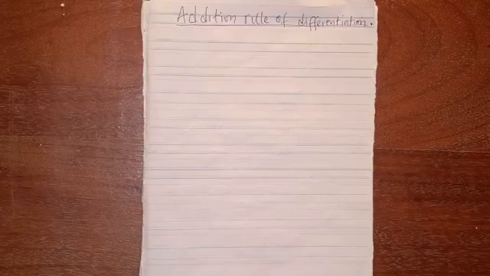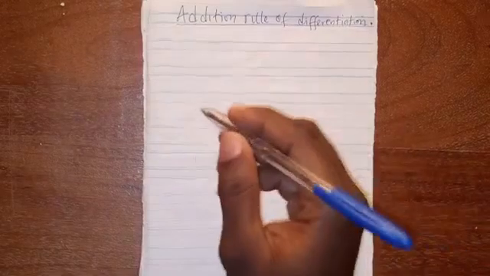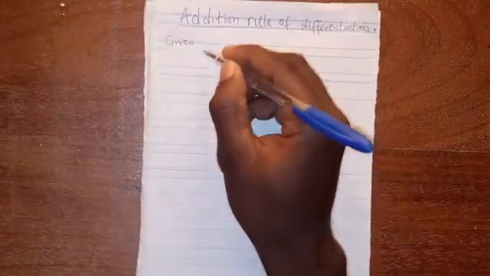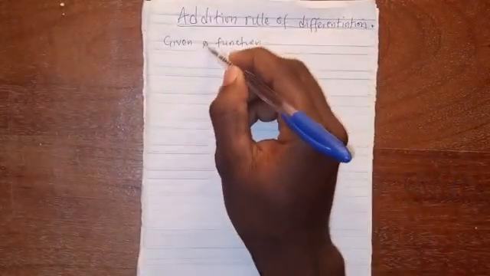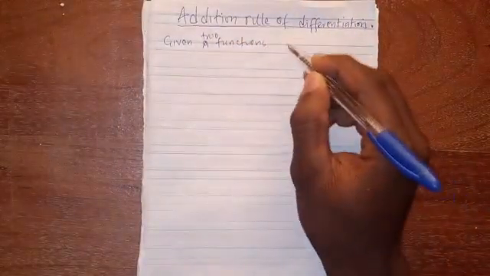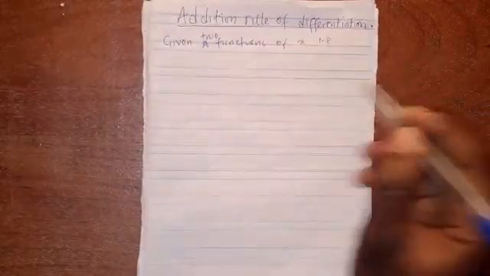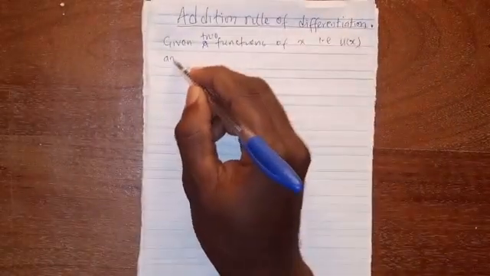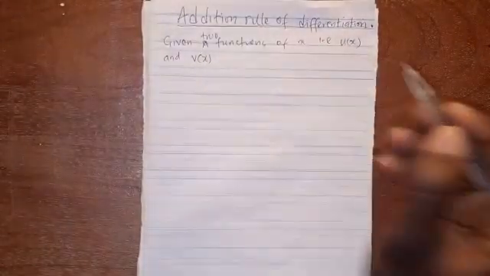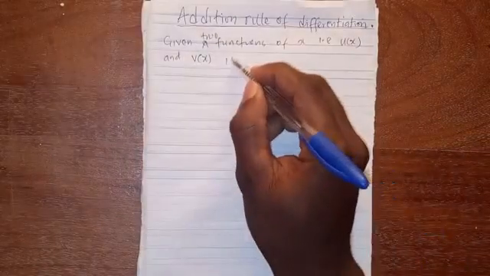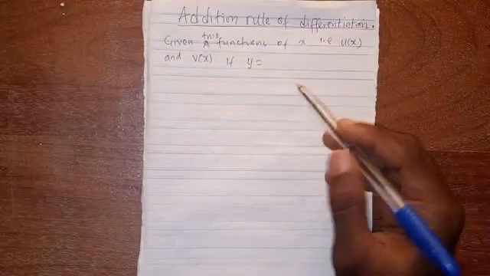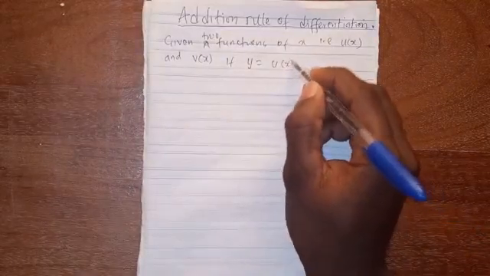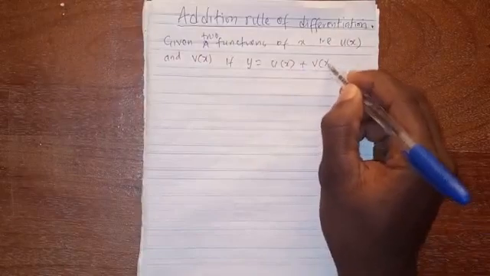By the special grace of God, we are going to look at the addition rule of differentiation. So now, given two functions of x, that is u of x and v of x, if y, our dependent variable here, is now equal to u of x plus v of x.